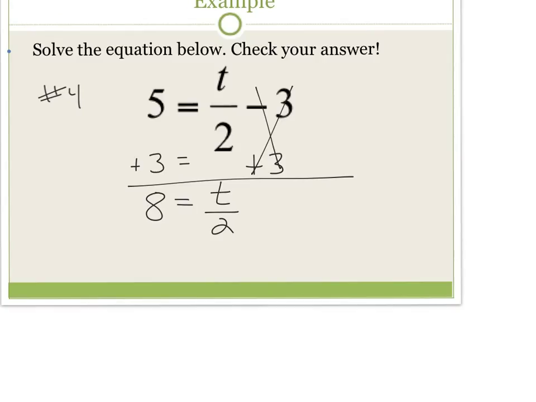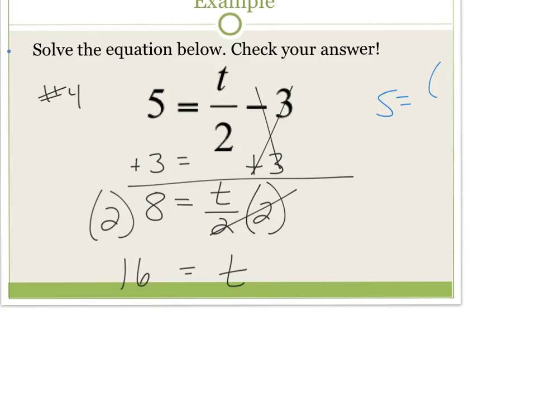Now this is t divided by 2. T is not yet isolated. To do that, we need to undo the divide by 2. To undo that, we're going to multiply by 2. So I'm having 16 equals t. Notice what I did on the right, I had to do on the left. To check this, I rewrite the equation, but this time I'm going to put the 16 in where the t is. And then I'm going to solve using order of operations, which means divide first and then subtract. Since 5 does equal 5, I checked my answer and know it's true.